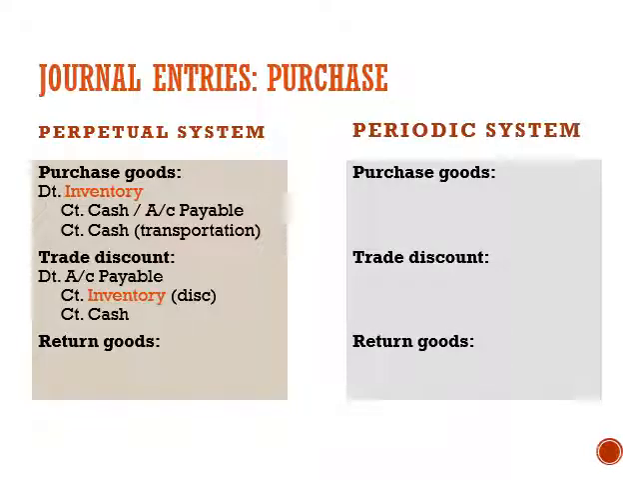When we receive trade discount, especially for purchases made on credit, we reduce the cost of inventory by the amount of the discount. Similarly, when we return goods purchased, we will record a reduction in the amount of inventory.